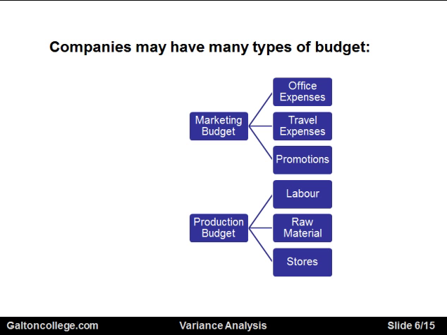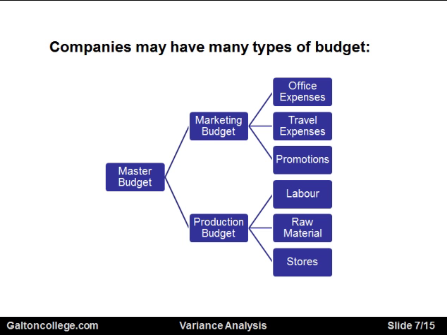And with production, well, labour, raw materials, stores. So we're getting this idea of almost a hierarchy of budgets. And pursuing it further, we have a master budget. We have the very top budget, which allocates sums to the marketing budget and to the production budget. And then the marketing budget allocates sums to the office expenses, the travel expenses and promotions. And likewise for production. So we have this type of cascading hierarchy, with the very top budget being the master budget. That's the one that senior management deal with.